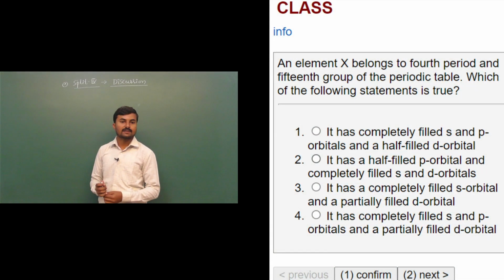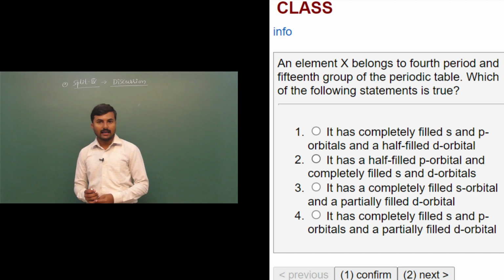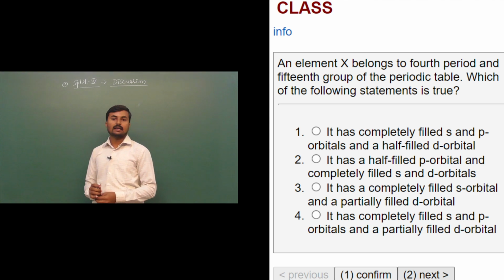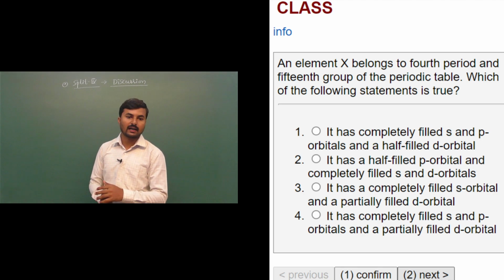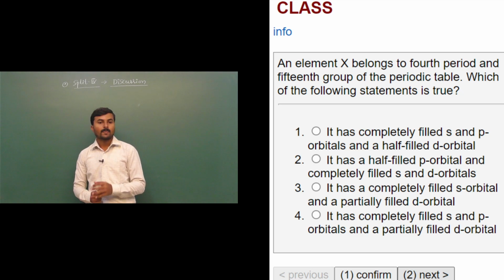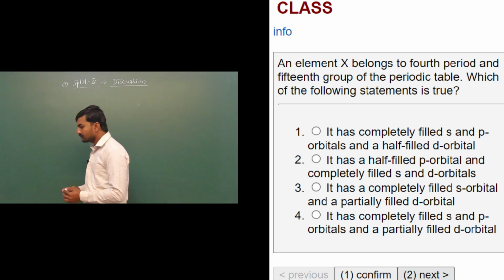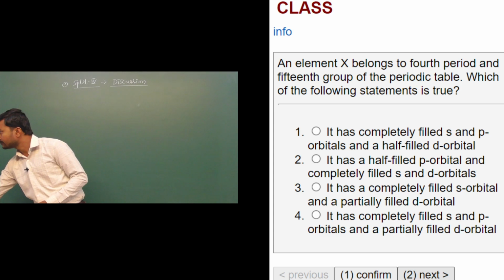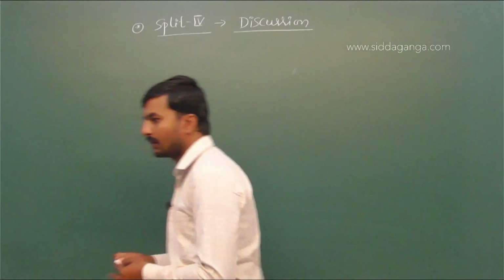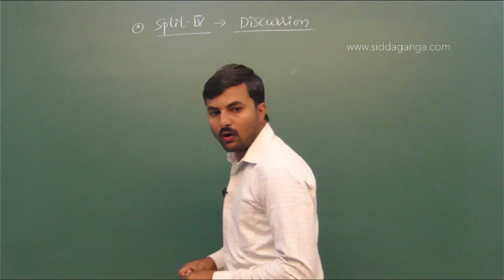The first question is: an element X belongs to the fourth period and the 15th group of the periodic table. Which of the following statements is true? I repeat the question. An element X belongs to the fourth period and the 15th group of the periodic table. Which of the following statements is true? The options are like this.